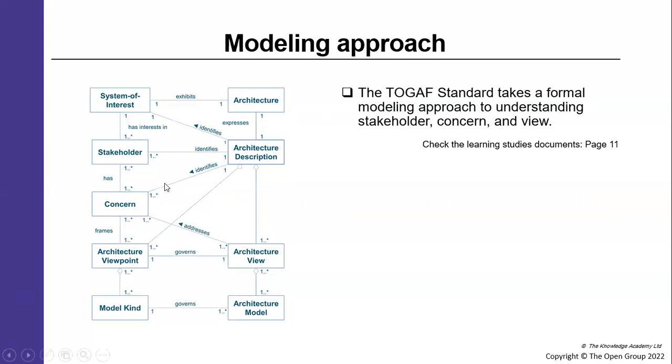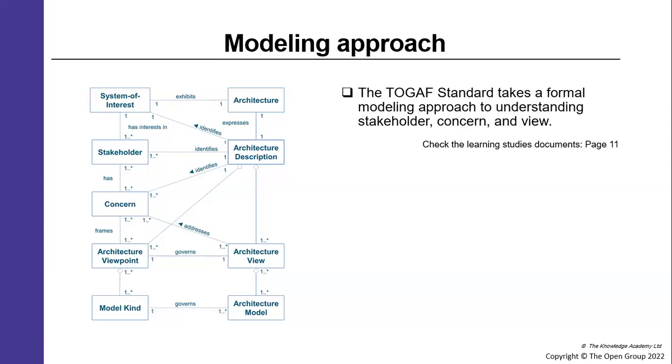So if you look at this one, for example, architecture exhibits a system of interest, right? Architecture description identifies the system of interest. Architecture description identifies the stakeholder, right? It identifies the concern, right? Architecture view addresses the concern, right? Architecture view governs the architecture viewpoint, things like that.